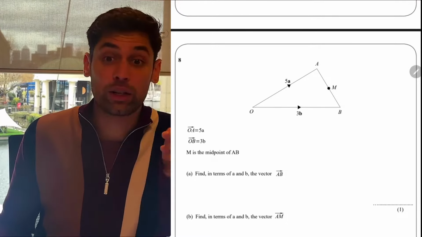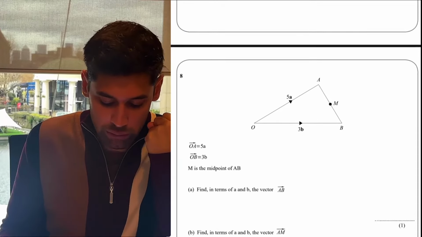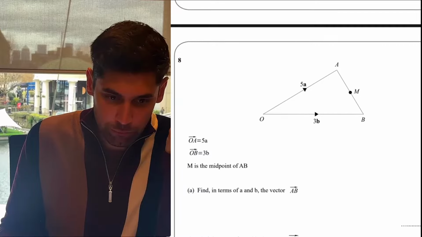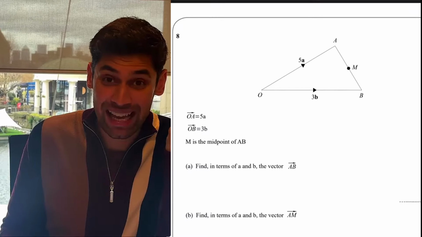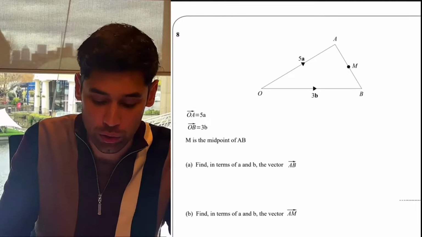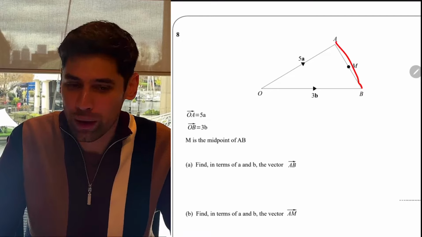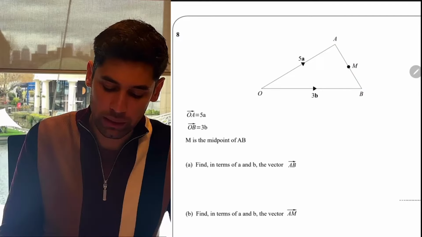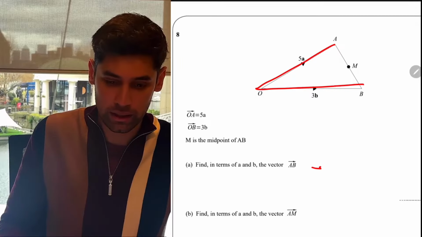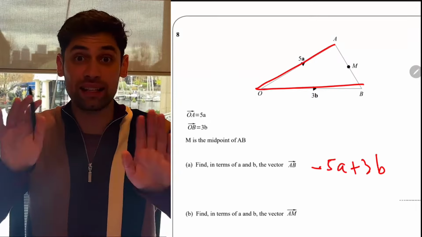So, and actually this is going to contain a really, really important nugget of information that's going to serve you very, very well. So let's start off quite easy. Find in terms of A and B the vector AB. So once again, that is just how do we get from A to B using only lines with arrows on. That means ignore that line. It doesn't have an arrow on, so we don't care. The way we get from A to B is there, then there. Quite simply, minus 5A plus 3B. That is A to B.